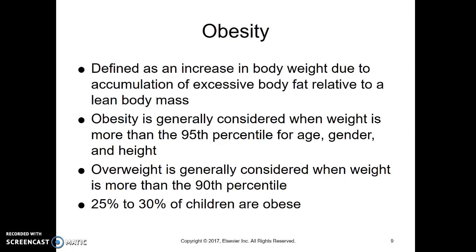So this is not the person whose weight is at the 95th and their height is at the 95th. This is where you take the weight and height, and so they are at the 95th percentile of weight for someone at their height. So it's not just the age to weight. And then overweight is at the 90th percentile. And 25 to 30% of children are obese.